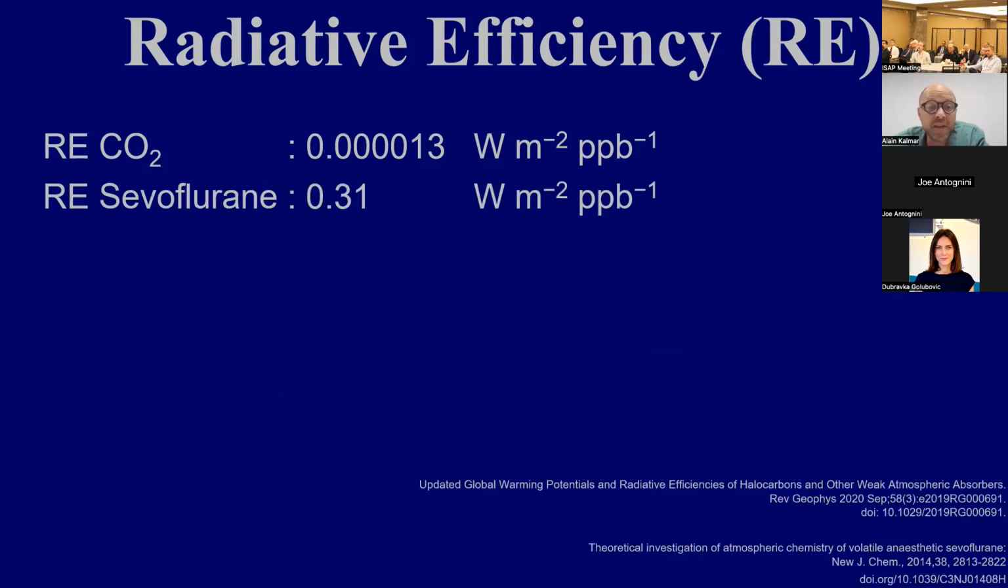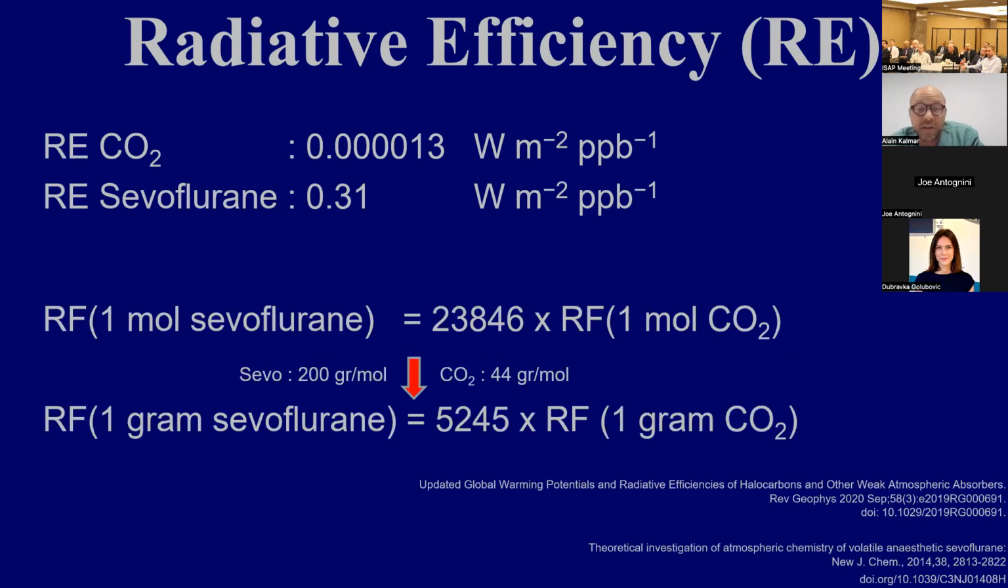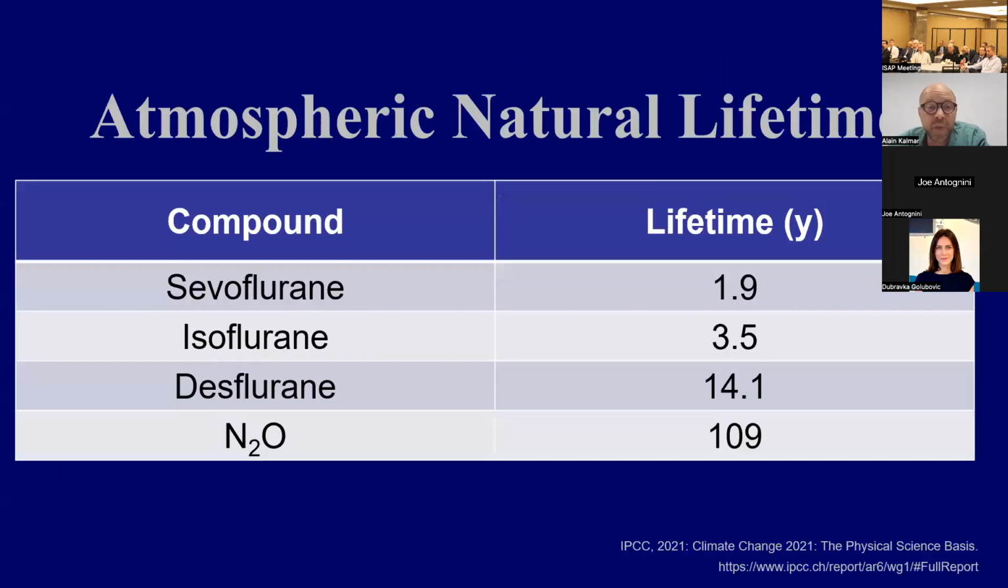For sevoflurane, this is a much higher value, you can see. If you divide them, then you see that 1 molecule of sevoflurane is 23,000 times more powerful a greenhouse gas than 1 molecule of CO2. Because it's a large molecule, we can correct for the molecular weight. So 1 gram of sevoflurane is about 5,000 times more forceful than CO2.